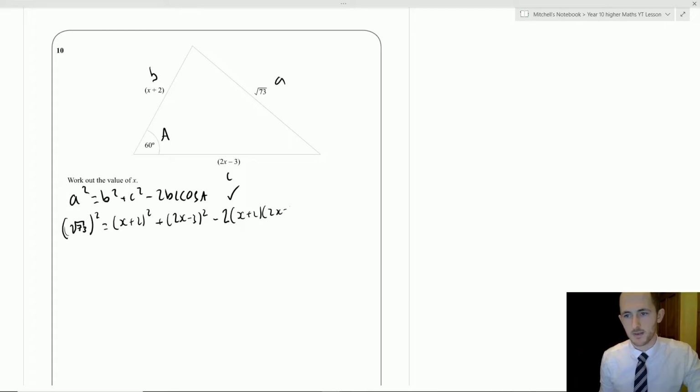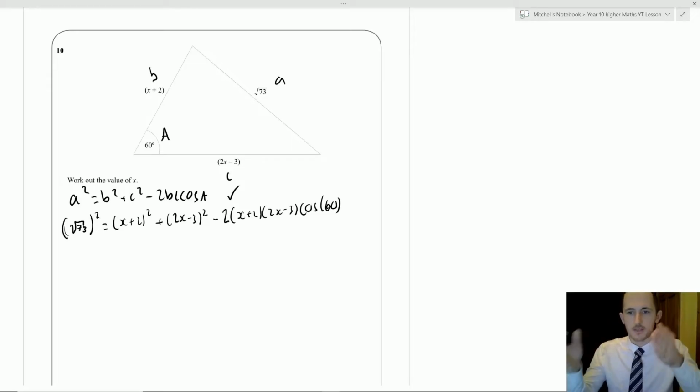C, 2x minus 3. Cos 60. Now this gives me a mark already, and I've done no maths, right? All I've done is substitute into a formula, but I've got marks even if I don't know what I'm doing. Okay, so that's a very key thing that I want you guys to remember.